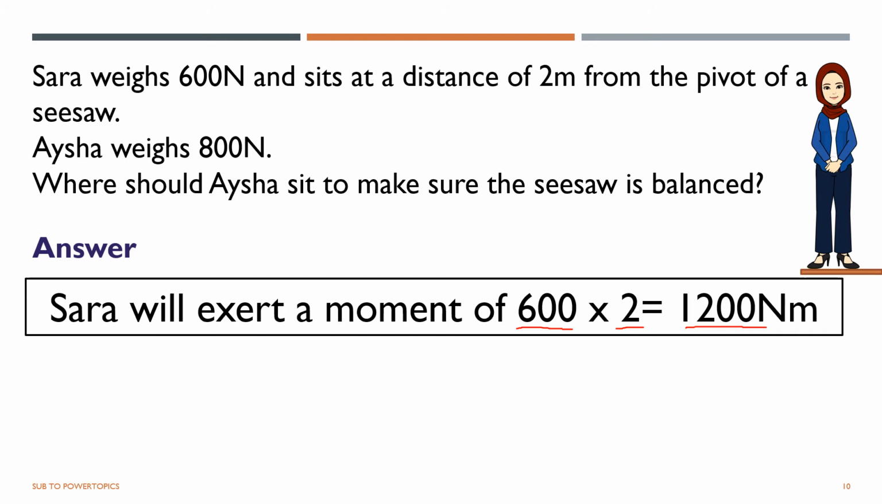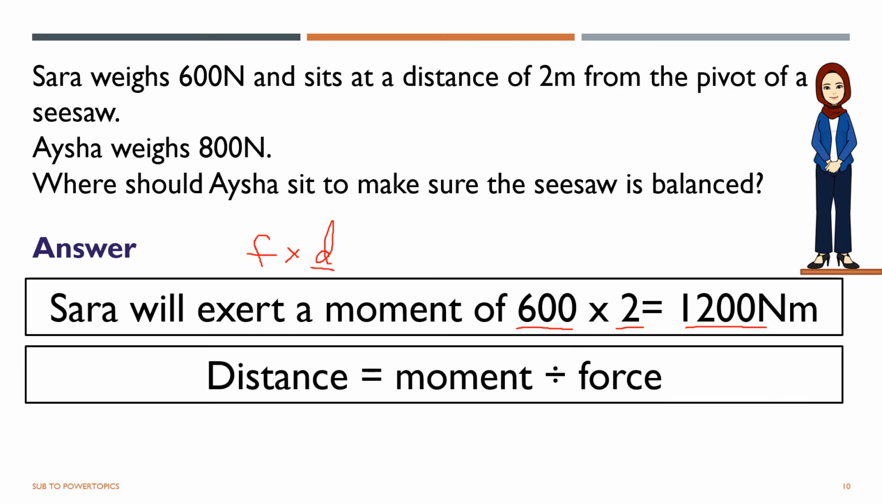And to find out the moment, we need to times force and distance. So if we want to find out the distance, we need to divide moment and force. So it's the opposite operation. So what is the moment here? The moment is 1200 Newton meter and we need to find out the distance for where Aisha should sit.